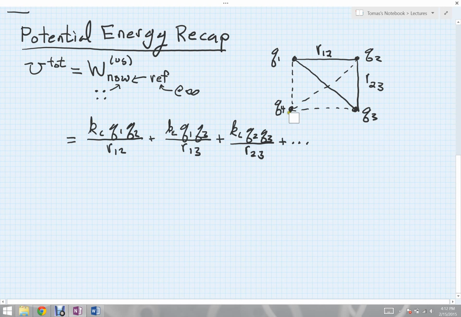And in the diagram, I'm showing you what happens when we bring in Q4. And as you can see, as I bring in that Q4, the next terms we would have to add in here would be Q4 interacting with each of the previous charges, 1, 2, and 3. And so we end up with a sum with a general pattern like this.